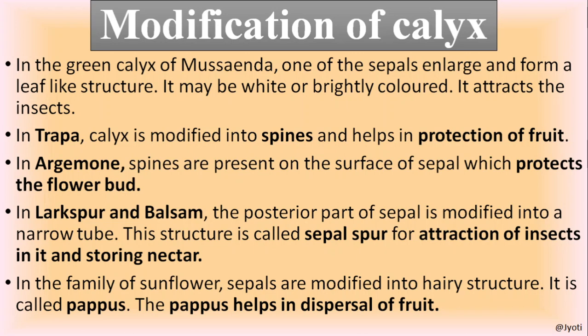They don't remain up to the formation of the fruit. In larkspur and balsam, the posterior part of the sepal is modified into a narrow tube. This structure is called sepal spur. Sometimes it attracts the insect, and the insect gets a place to lay eggs inside it, and it secretes nectar also, so the insects are attracted towards this. Then in some flowers like sunflower, tagetes and marigold, the sepals are modified into hairy structures called pappus, which helps in dispersal of the fruit.